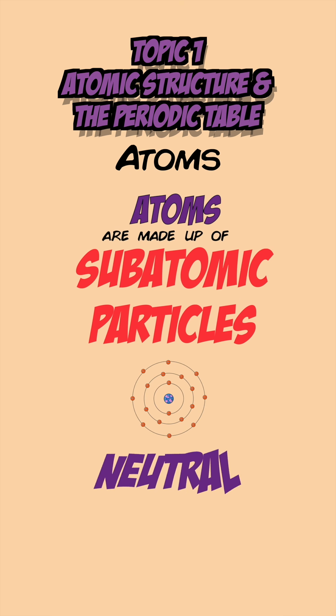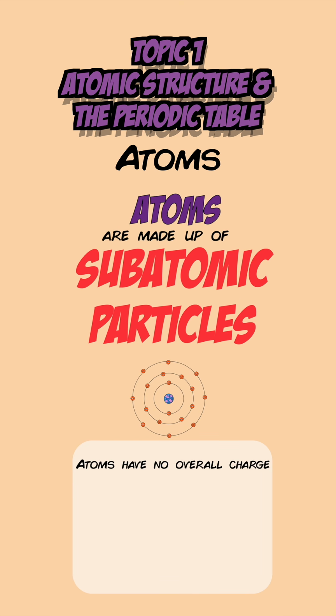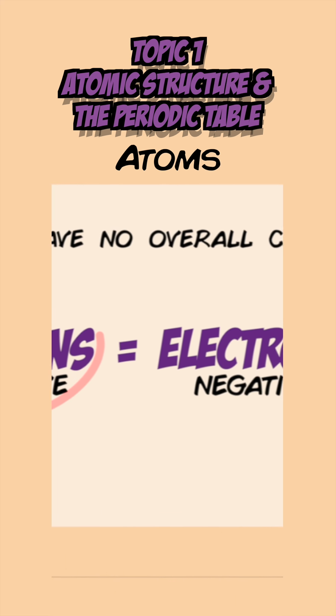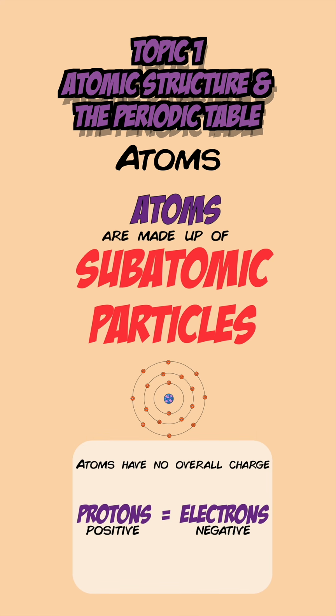Atoms as a whole are neutral and have no overall charge. This is because they have the same number of positive protons and negative electrons. These charges cancel out, leaving the atom with the overall charge of 0.